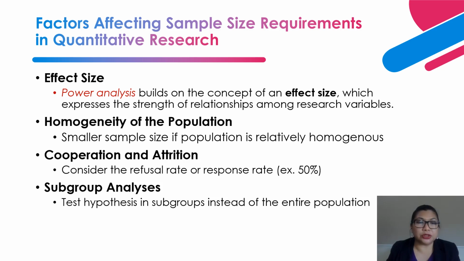Then there are cooperation and attrition. We have to know that when we are giving, for example, questionnaires, not 100% would respond. There is a certain response rate, for example, 50% or the like. Subgroup analysis also matters. Testing hypotheses in subgroups instead of the entire population could affect the sample size.